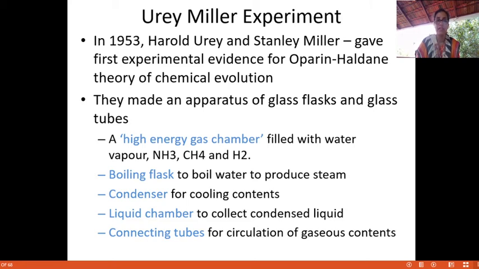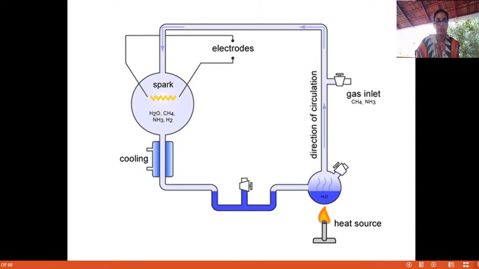They took a high energy gas chamber, they filled it with water in the form of water vapor, ammonia, methane and hydrogen. They had a boiling flask which was boiling water in order to produce steam. There was a condenser for cooling the contents that were being produced. And there was a liquid chamber to collect this condensed liquid. And there were many connecting tubes for the circulation of the gaseous contents. So can you look? There is a big chamber where there is water vapor, methane, ammonia and hydrogen. Energy was supplied in the form of an electrical spark.